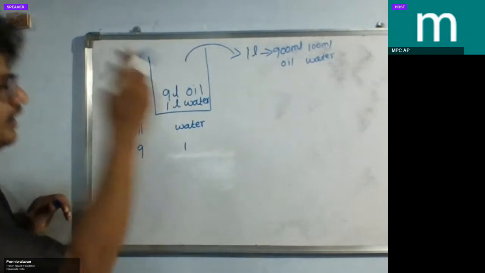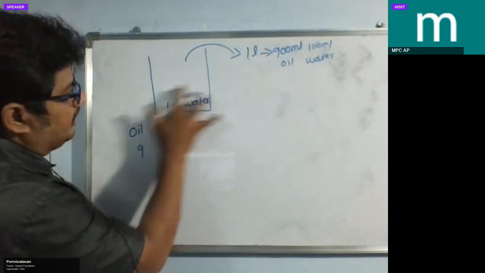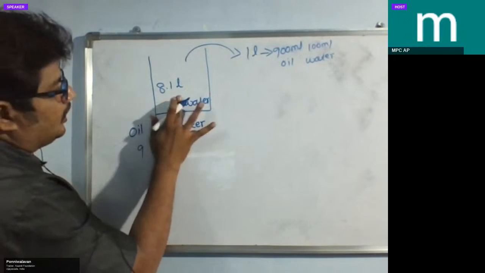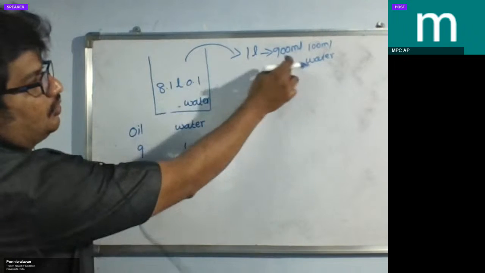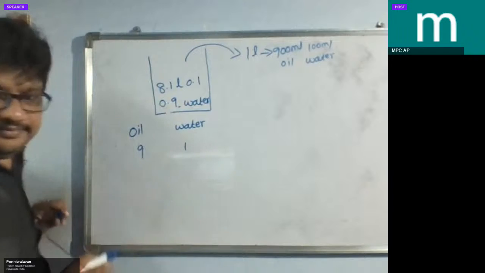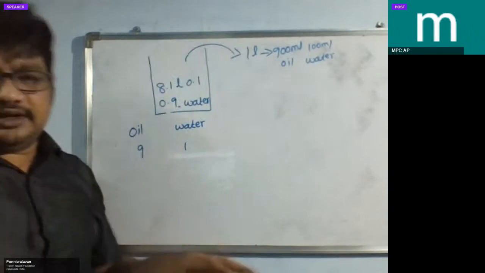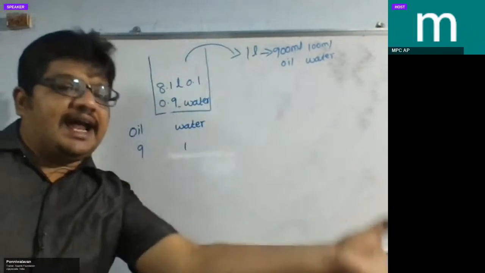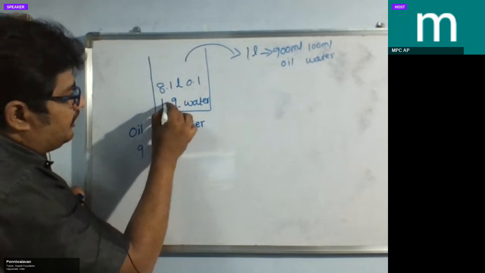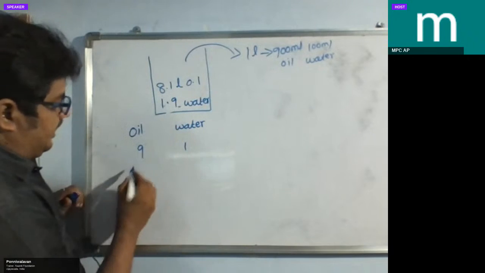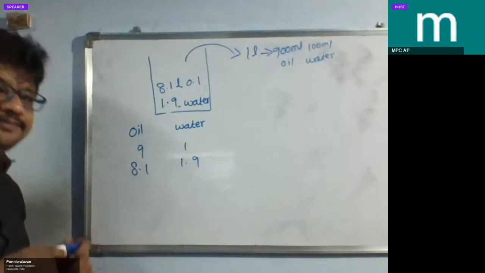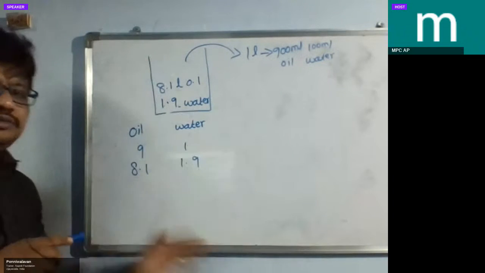Okay. Now what happened? What is the oil content now? It is 8.1 liters. What is the water content now? 100 ml gone, right? It is 0.9 water. Now again I am going to add 1 liter of water. So it will become 8.1 and 1.9. Are you clear? Are you clear now?